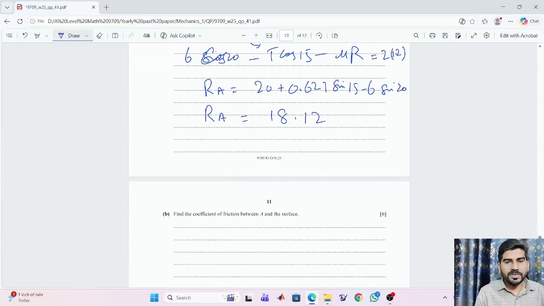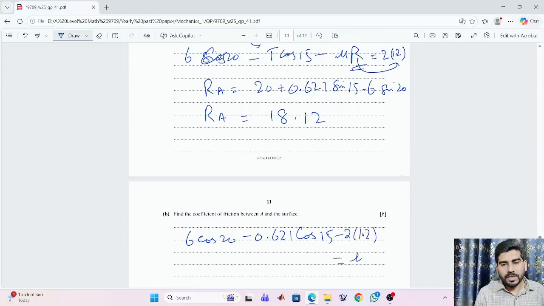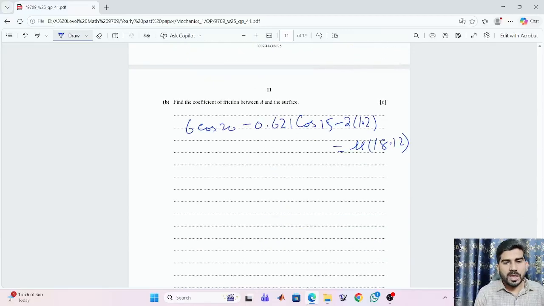This is the normal reaction. We can just substitute this R here to find mu. So 6 cos 20 minus 0.621 cos 15, and we can just shift mu R to the right hand side and 2 into 1.2 to the left hand side, so we get mu into R, where R is 18.12. We can calculate mu from here: 6 cos 20 minus 0.621 cos 15, then minus 2 times 1.2, divided by 18.12. The answer is mu equals 0.1456.